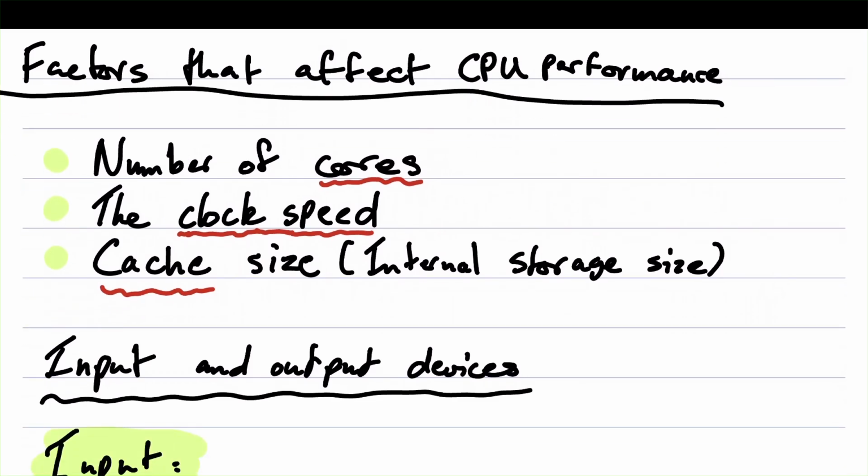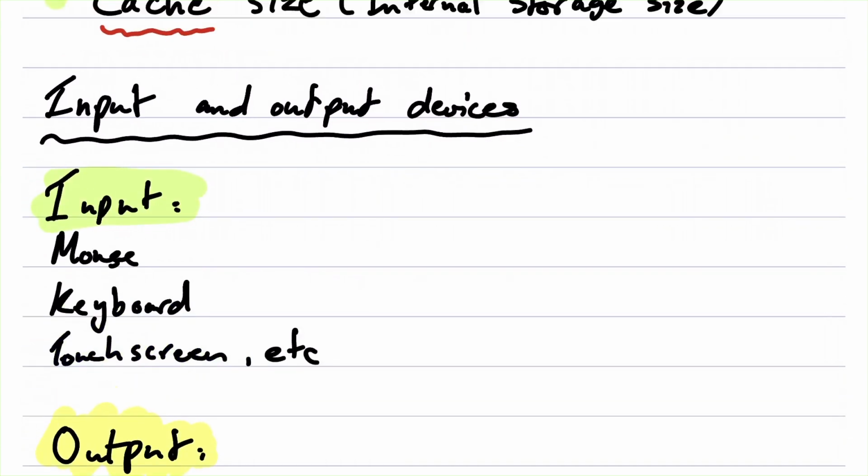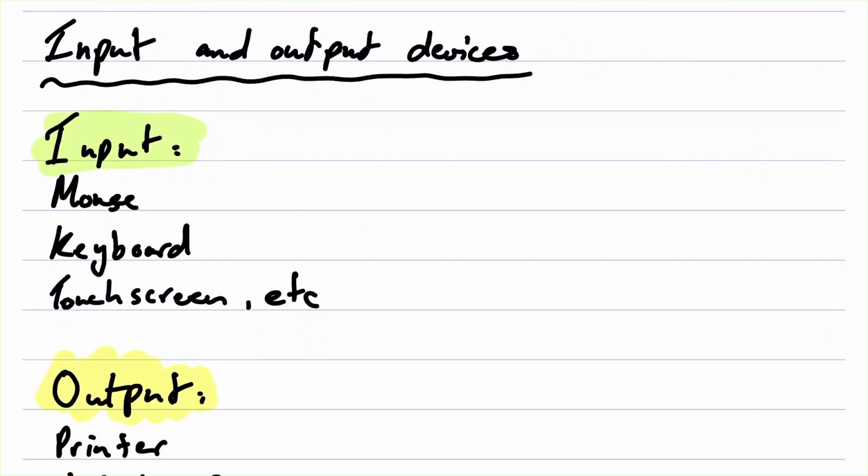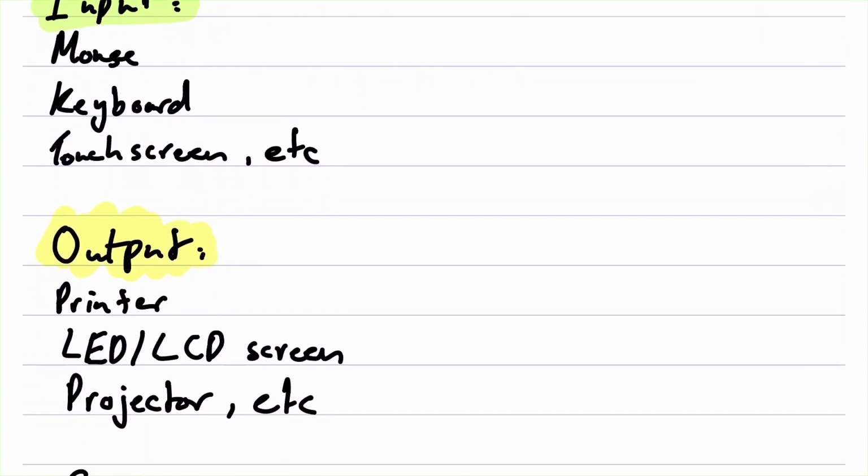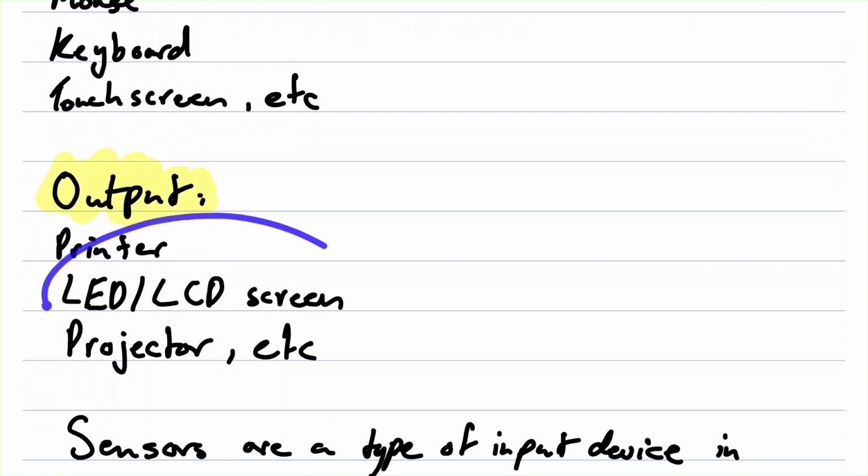So next we're going to talk about input and output devices. Obviously an input device would be, for example, a mouse, keyboard, touchscreen, etc. That's input. You're doing something and then it's sending that input to your device. Then we can have an output such as a printer, your screen, that's an output.